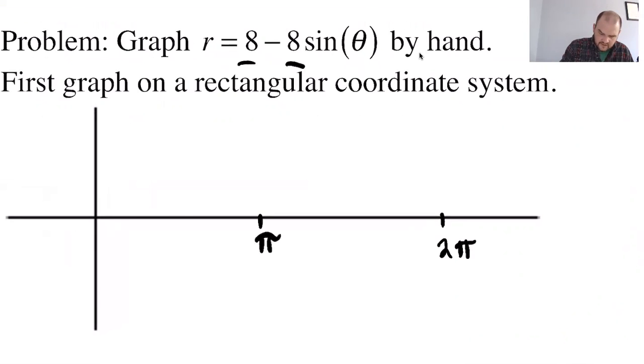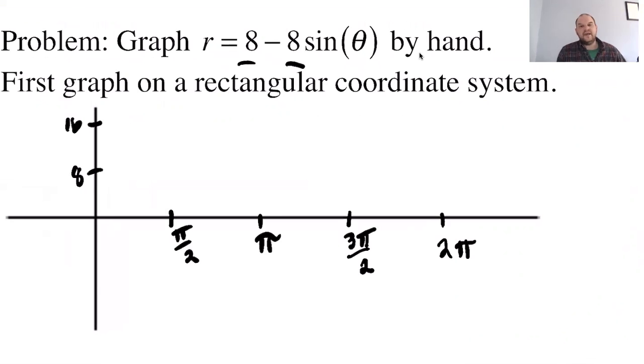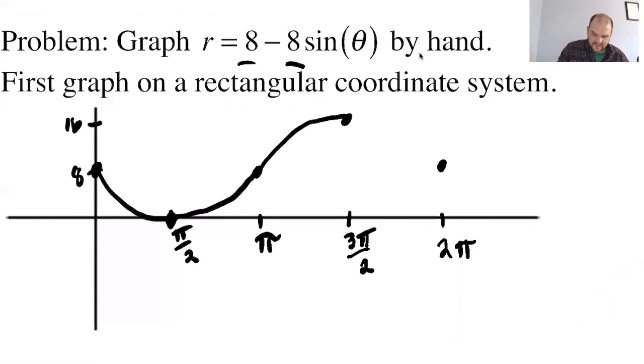So pi over 2, 3 pi over 2. All right, and it's 8 minus 8 sine, so we're going to go 8, 16. 8 minus 8, so sine starts in the middle. It's a negative sign. It's going to be here, here, here, here. And then fill it in. So, I guess in theory, you're watching this as a video, so you could speed it up, slow it down, skip it if you know what you're doing.